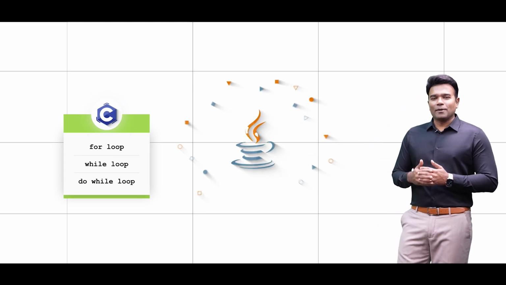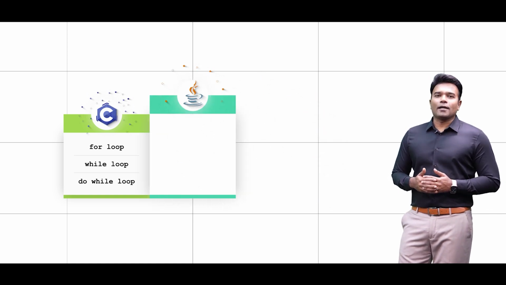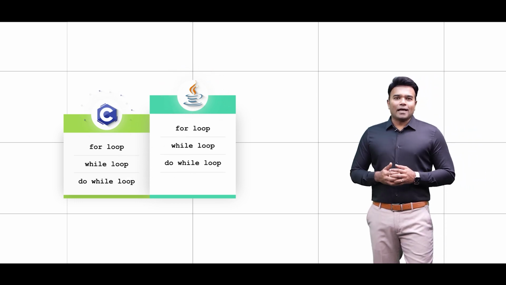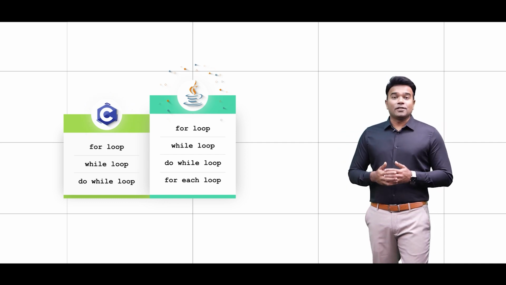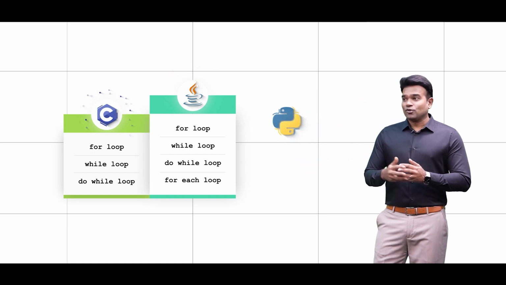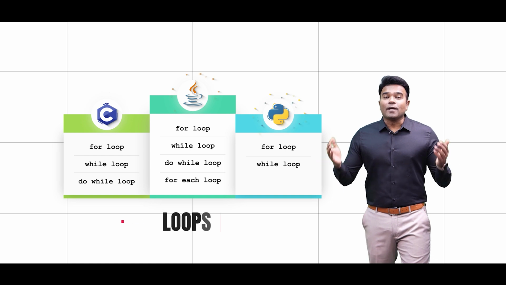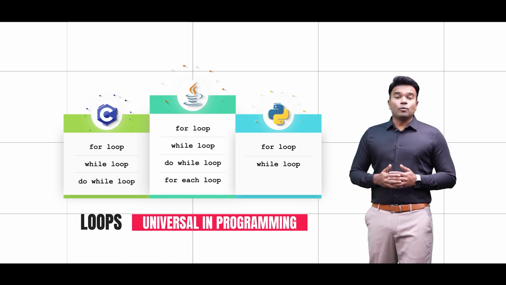Java supports 4 types of loops. Well, it supports all the types of loops that C language supports, and along with them it has an additional type of loop called the for each loop. And in as far as Python is concerned, it supports 2 loops, basically the for loop and the while loop. Well, most of the programming languages definitely support the concept of loops.